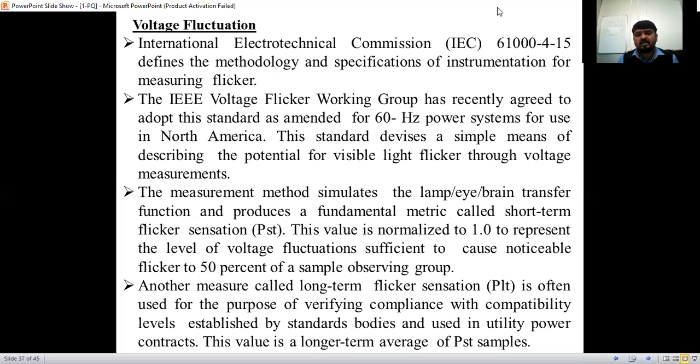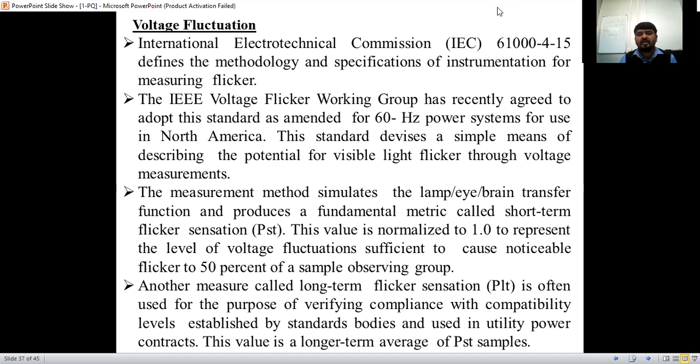According to the International Electrotechnical Commission, the IEC standards, these standards are there in both first unit and second unit. IEC 61000-4-15, the fourth part, the 15th number, defines the methodology and specifications of instrumentation for measuring flicker. When we go to the fourth part of IEC 61000, we are going to discuss the methodologies and specifications of instruments for measuring flicker. And the IEEE also has some methods and specifications.